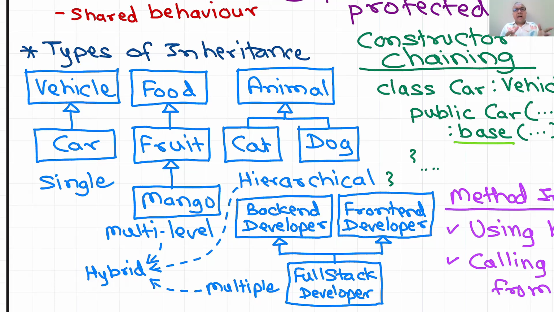So typically, as you start implementing any project in OOP style and doing inheritance, you have these different choices that you can go for: single inheritance, multi-level inheritance, hierarchical inheritance, multiple inheritance, and most of the real world projects will be a combination of it, something called hybrid inheritance.